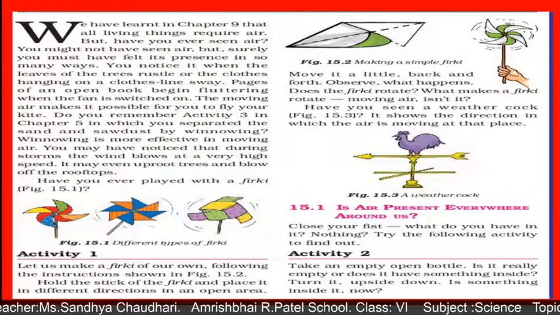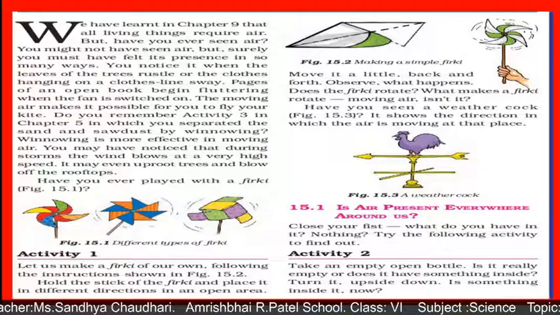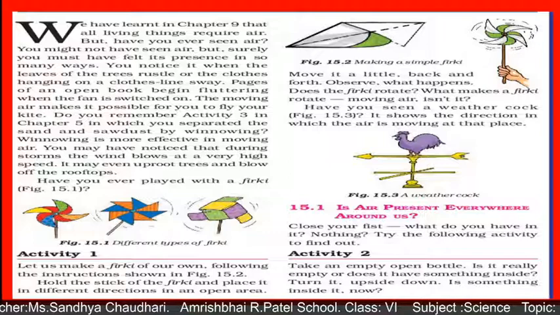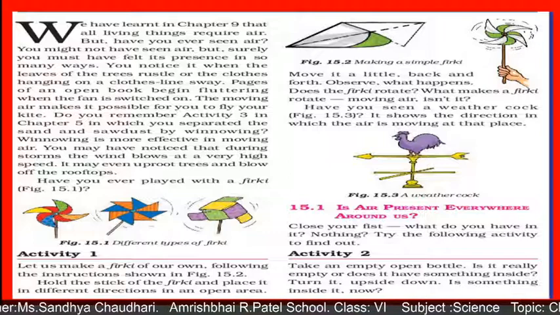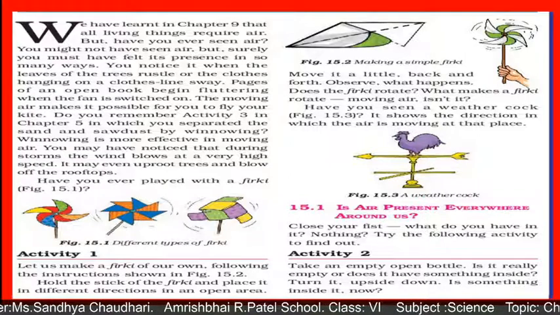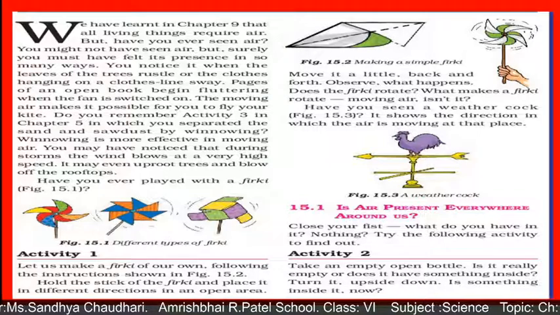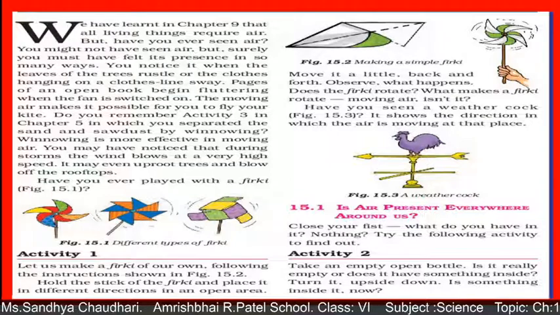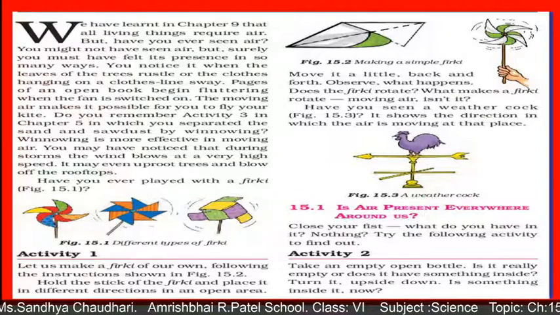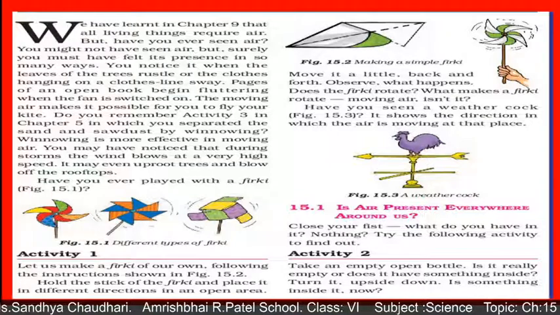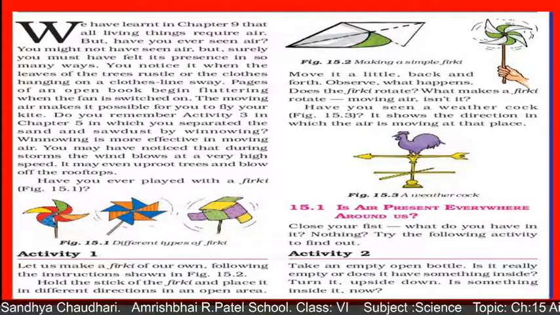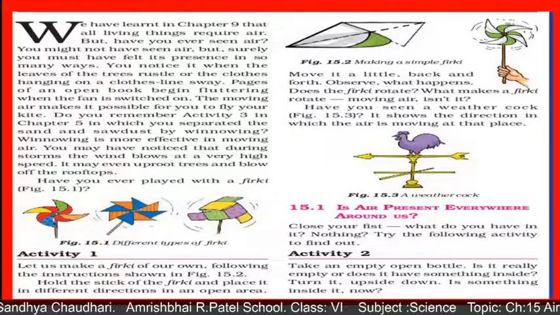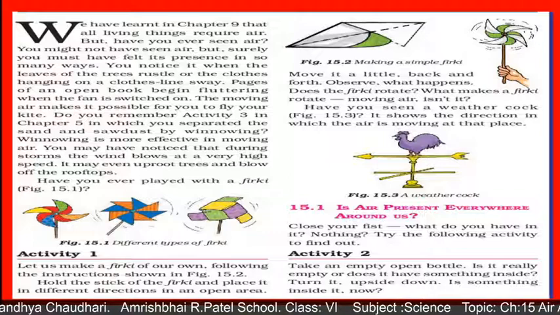Now, in figure 15.1, children, you can see different types of firki. Have you ever played with a firki? So you have to make that firki and you have to take those firkis at different places. And by that you can come to know in which direction the wind is blowing. Okay.